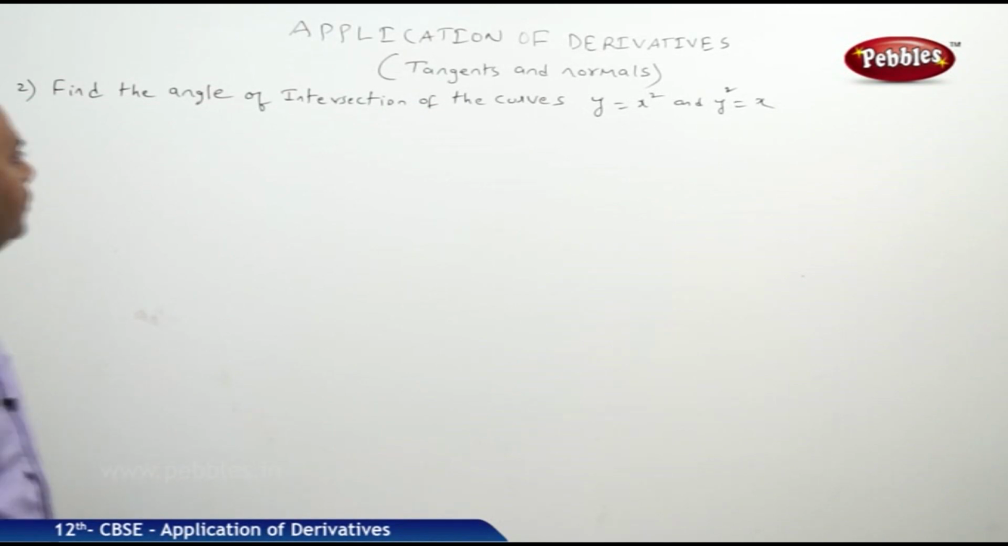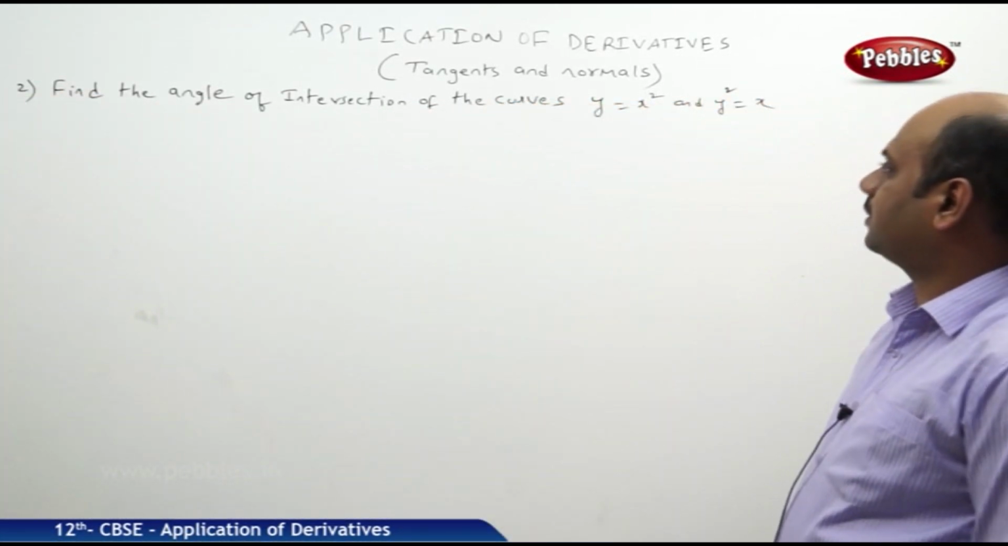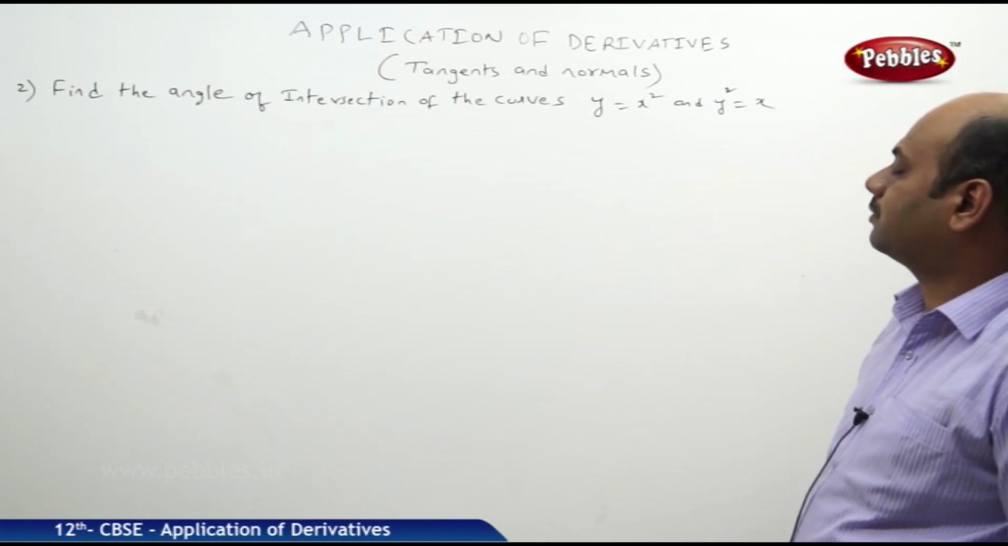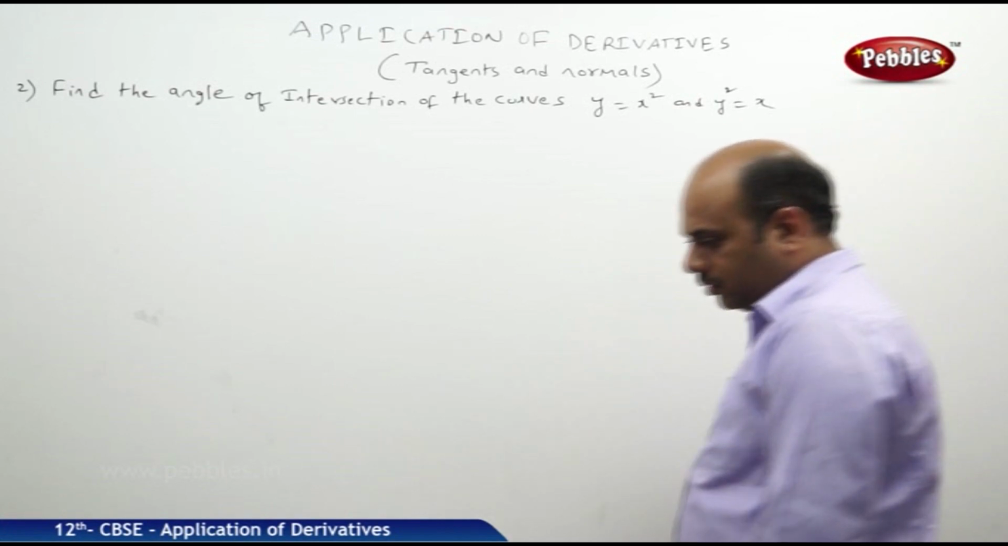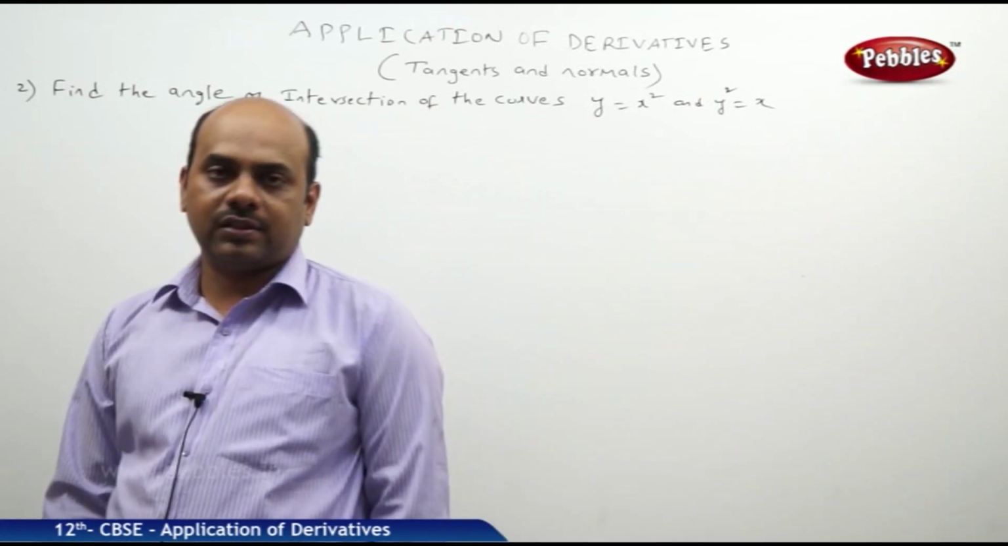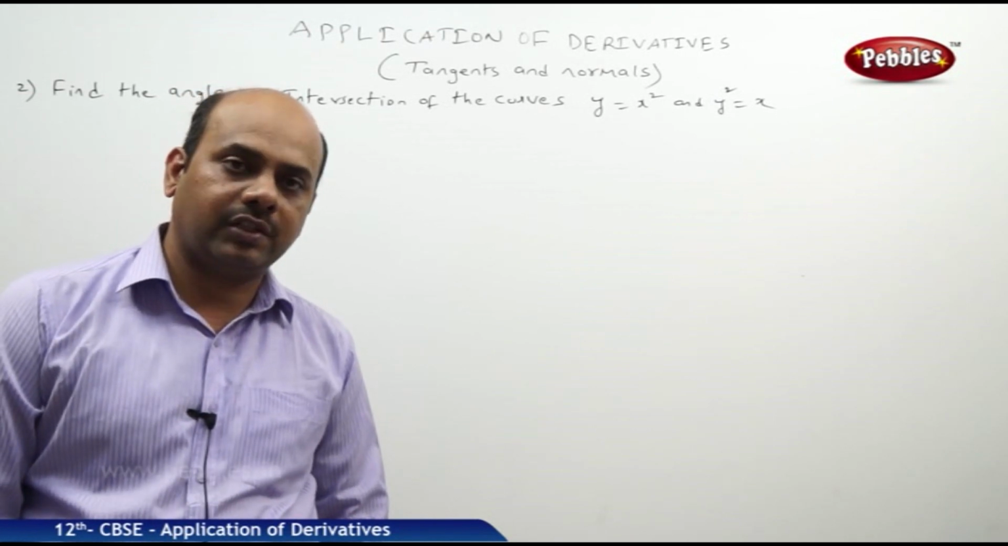Going to see another important problem. Find the angle of intersection of the curves y is equal to x square and y square is equal to x. Now here, in the earlier problem, they asked to prove that the angle of intersection of two curves is 90 degrees.